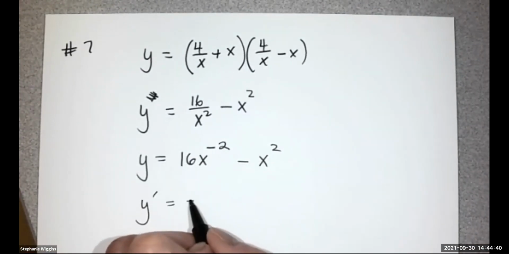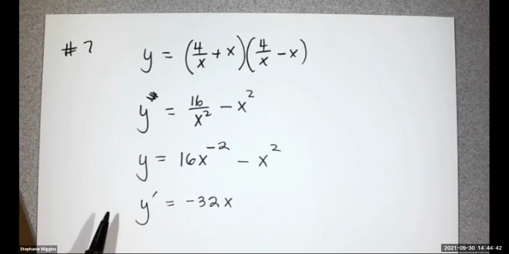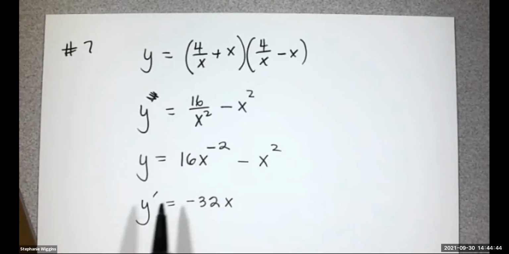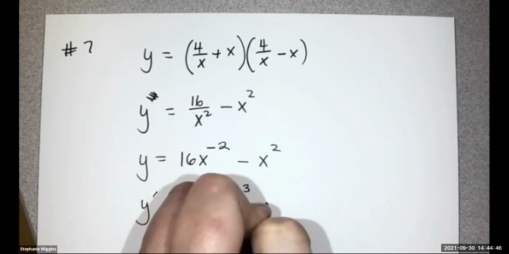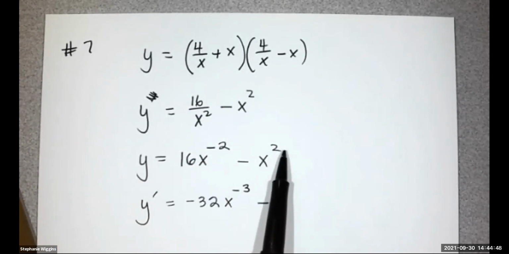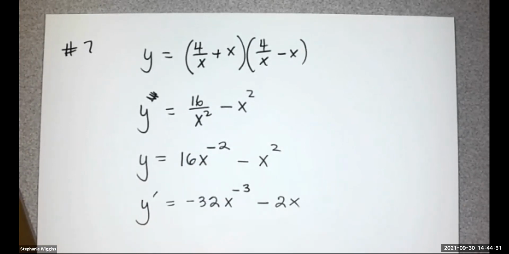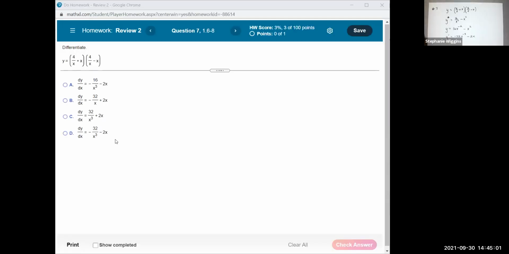Negative 2 times 16 is negative 32x. When you subtract 1 from negative 2, you get negative 3. And so here I'm going to get the derivative as minus 2x. And I'm not sure what format they have it in. Let me take a look and see the choices here. They went ahead and put the x to the negative 3. They wrote it as x cubed in the denominator.